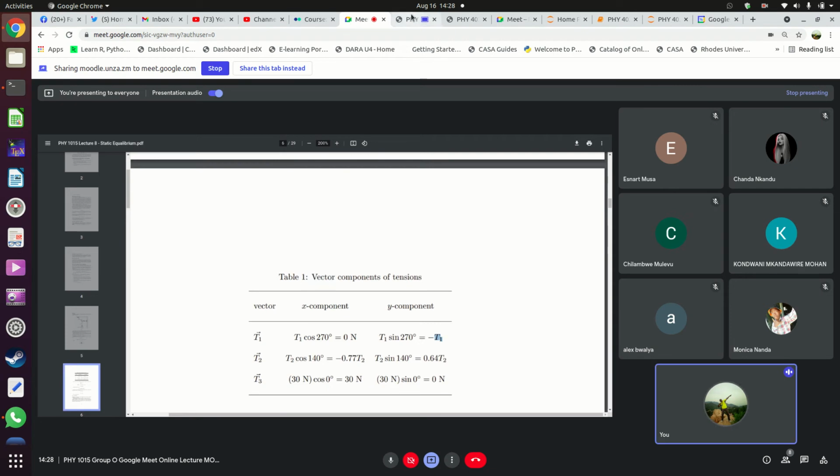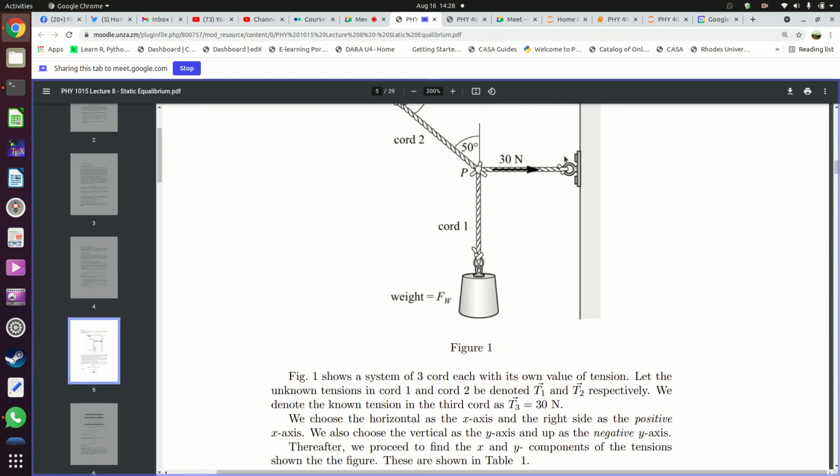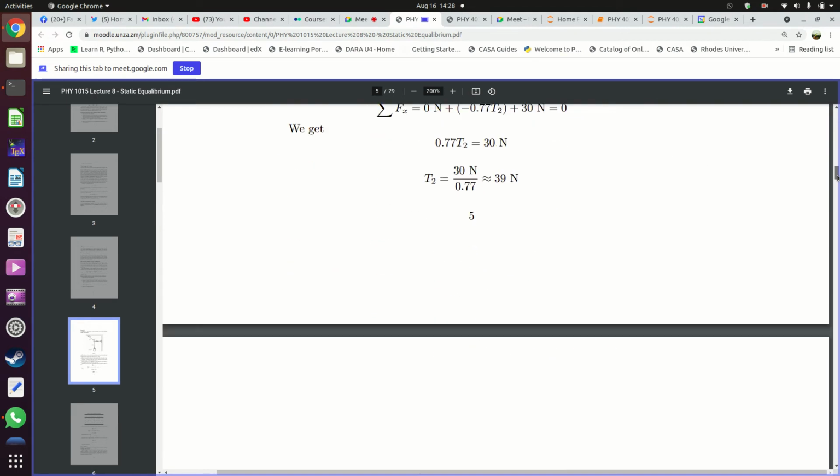Next, we move on to the other force, which I've called T2. T2 is the tension which lives in the second rope, this one here. If we choose to measure our angles from this particular cord in this anticlockwise direction, then the angle this one makes up to here is 140 degrees. So whatever the tension is in here, T2, is multiplied by the cosine or the sine of this 140 degrees. So when you do that, we're going to end up with the following.